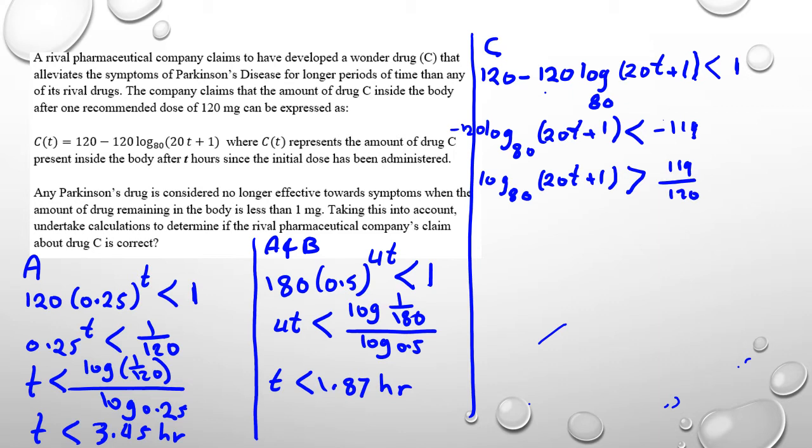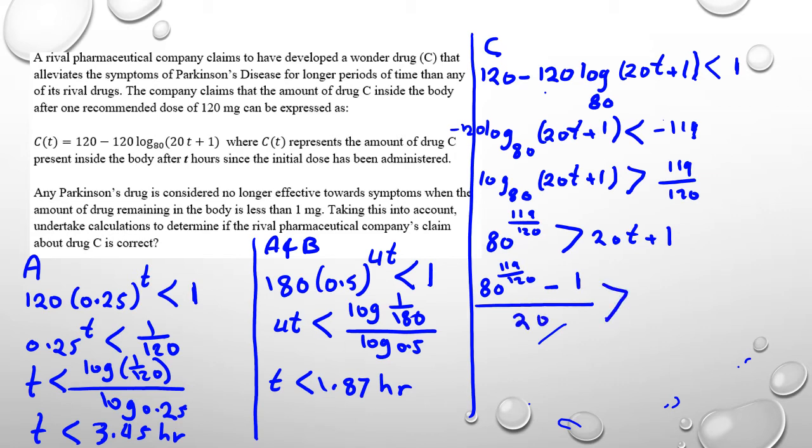Now the next step is you can't calculate this log in the calculator, so we will have to rewrite it in index format. So I will write it as 80 to the power of 119 over 120 greater than 20t plus 1. So rearranging for t, I will have 80 to the power of 119 divided by 120, minus 1, taking the 1 to this side, divide by 20, is greater than t.